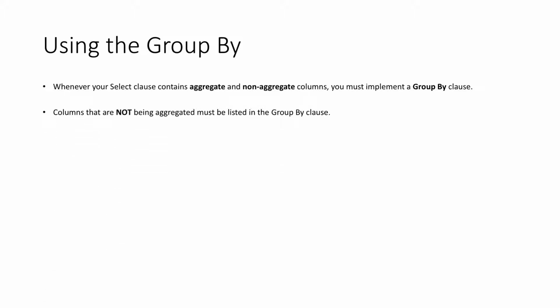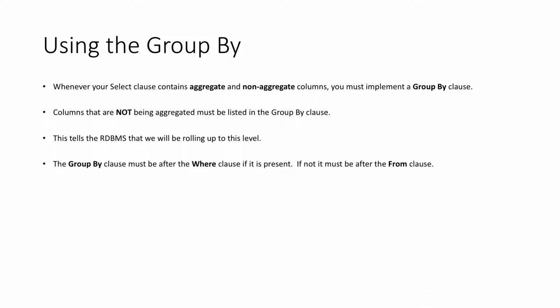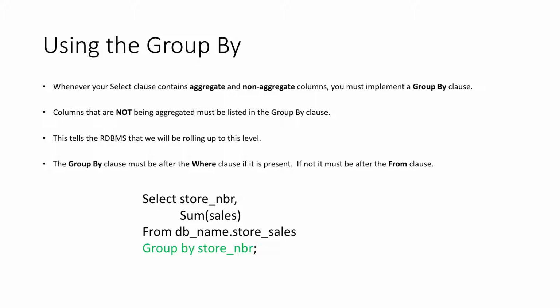So columns that are not being aggregated must be in the group by clause. So columns that do not have a sum, min, max, average or count must be in the group by clause. This tells the system that we're going to roll up to this level. The group by comes after the where, and if there's not a where filter, then you can put it just after the from statement.